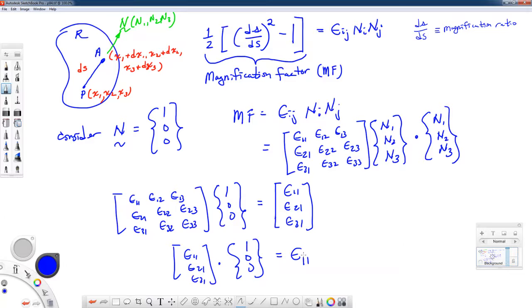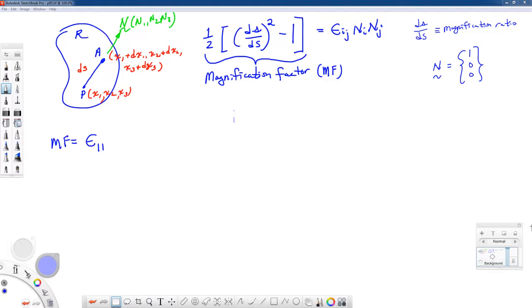Now we could look at other unit vectors, and that would involve other components, and it's just not going to be convenient for the discussion we're going to have, so we're going to look at a few different cases of one-dimensional stretching. Okay, so let's keep this in mind for just a moment. So we have the special case that the magnification factor is equal to epsilon 1, 1, when our unit vector is equal to 1, 0, 0.